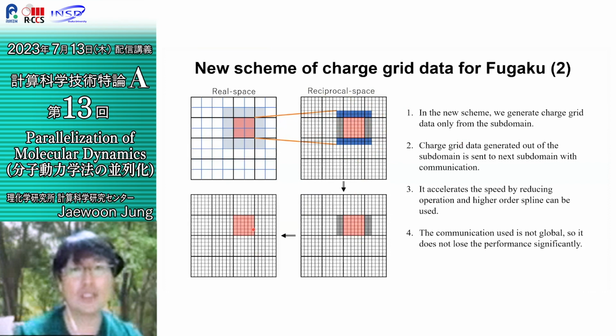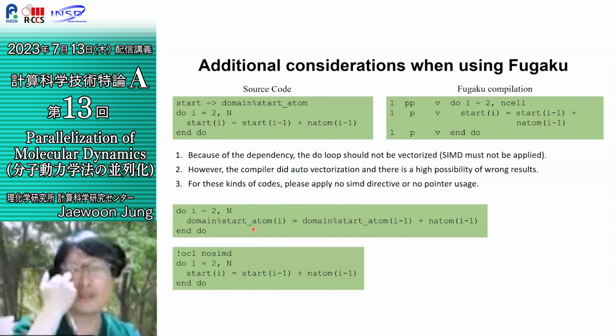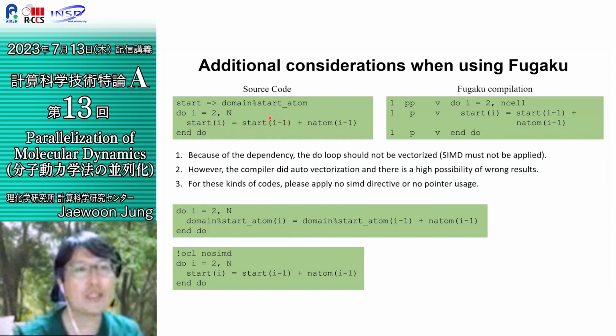I think I do not have so much time. But here, I have one thing to say, which is not related to MD, but related only to Fugaku. If you see this code, this has some kind of recurrence relationship. First, you have start 1 data. Based on start 1 data, we have start 2 data. And based on start 2, we obtain start 3 and start 4 and so on.